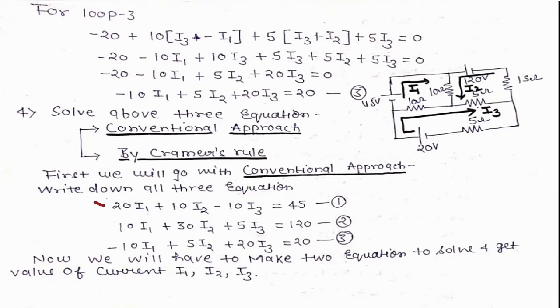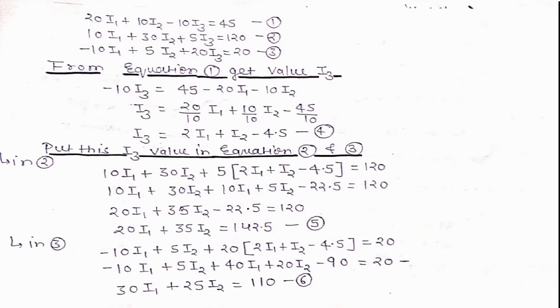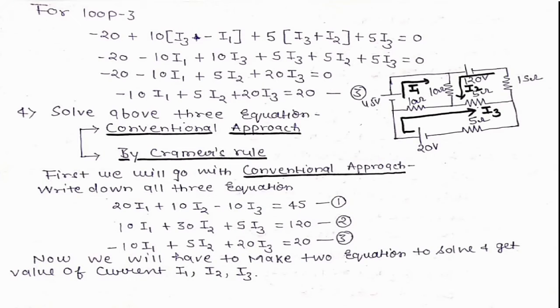So write down all these equations: 20 I1 plus 10 I2 minus 10 I3 equal to 45. Then the second one is 10 I1 plus 30 I2 plus 5 I3 equal to 120. Then the last one is minus 10 I1 plus 5 I2 plus 20 I3 equal to 20. Okay, now we will have to make two equations to solve and get the values of currents I1, I2, I3.